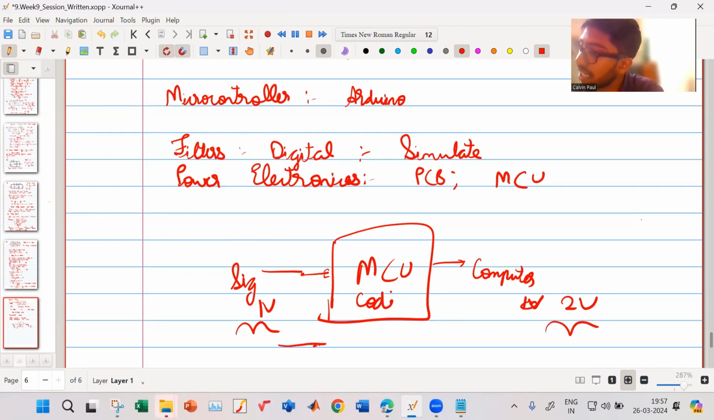Okay. Then you can add a filter in your code. If you have multiple frequencies, 50 hertz, 150 hertz, and you have a filter which will remove 150 hertz, then are you getting only the 50 hertz frequency here? So like that, you go step by step, you add everything.